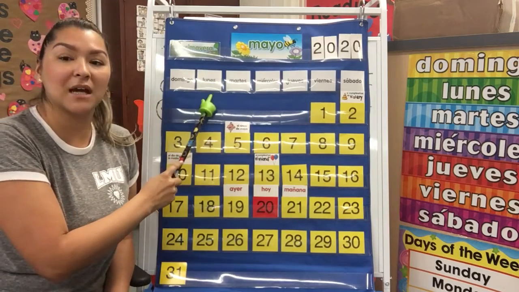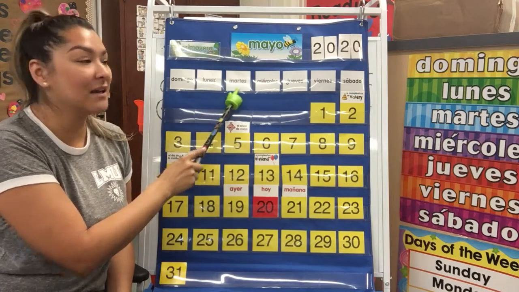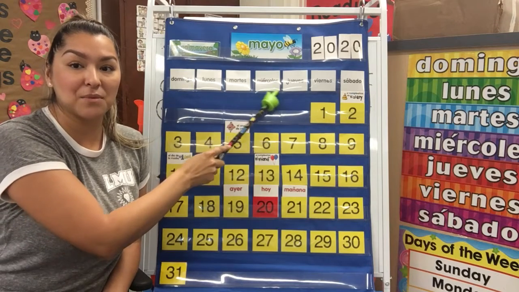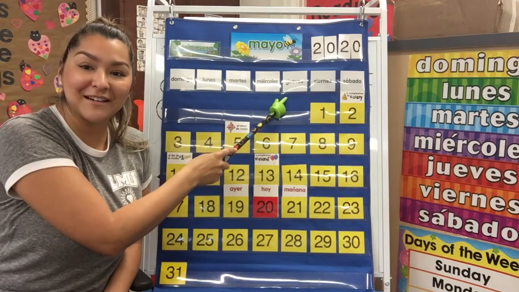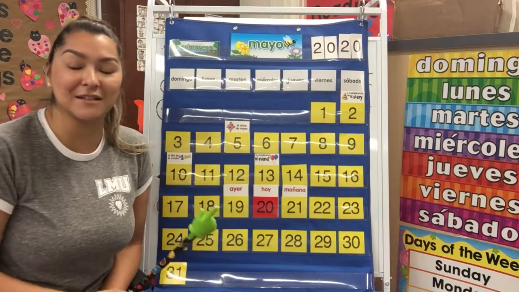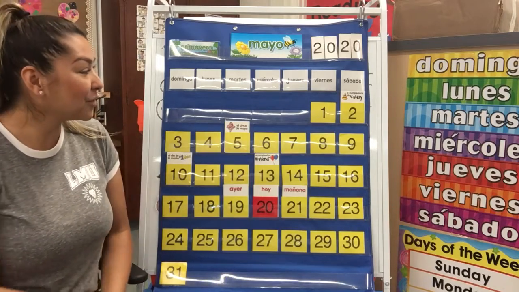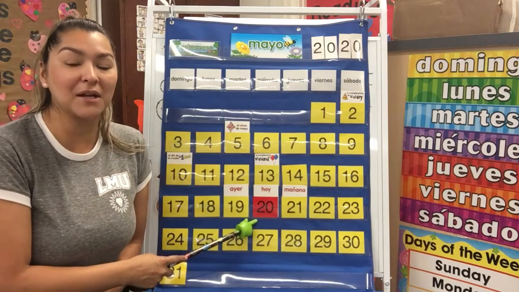The last time we did calendar together, it was Monday. Then yesterday was Tuesday. Today is Wednesday. And if today is Wednesday, tomorrow will be what day? Thursday. Very good. I know you guys know your days of the week in English really well as well. So that's a good job. Okay, so today is Wednesday. We're going to come back down to the little red card.